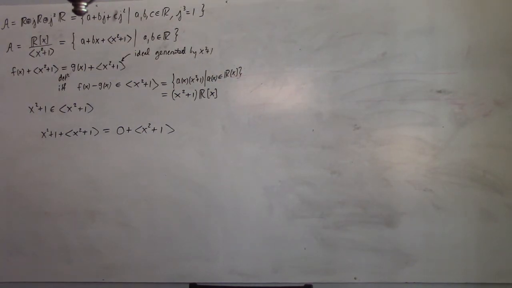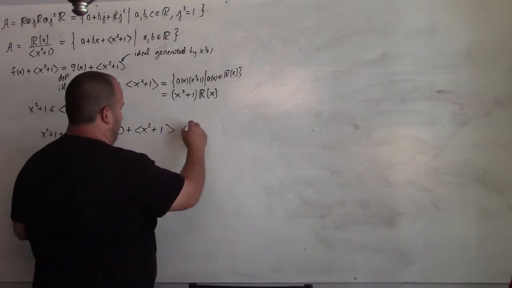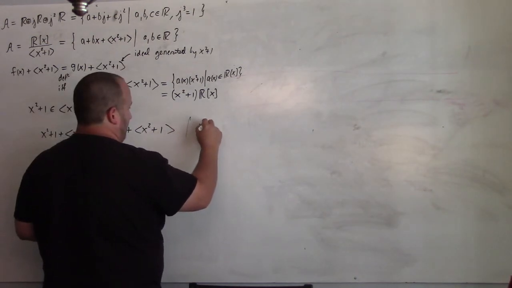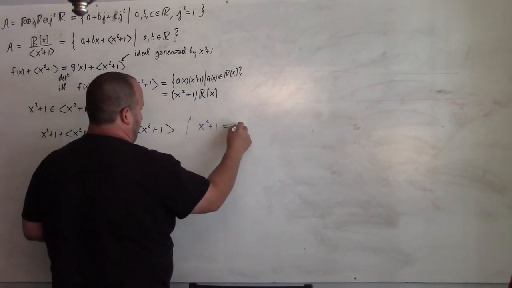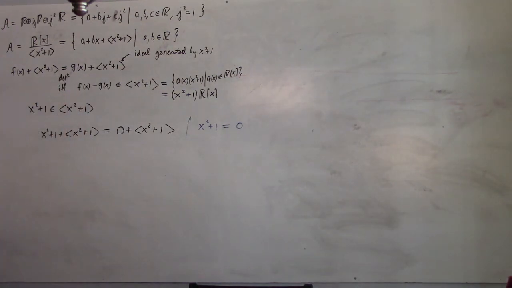So the point is, if you drop this notation, this equation becomes x squared plus 1 equals 0. Well, 0 is divisible by x squared plus 1. If you had a function that was 0, just a straight line across 0, it's divisible by x squared plus 1.